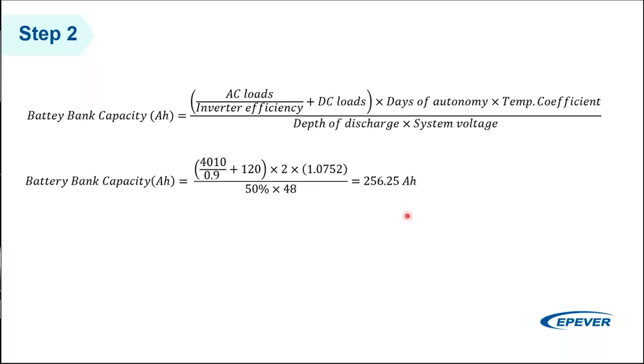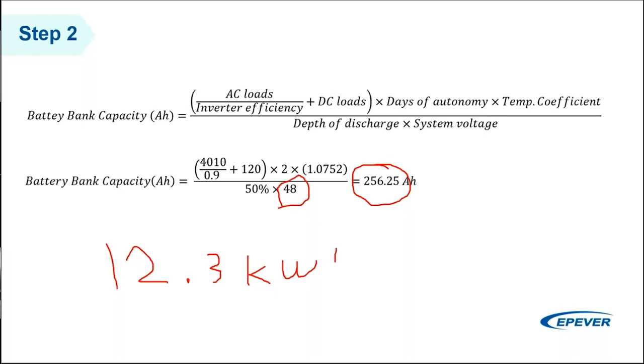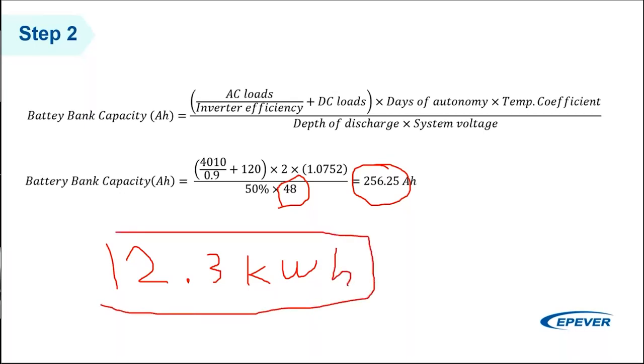So what we see here, we will be needing a set of 48 volt batteries that are providing 255 amp hours. And if you multiply these two together, it's something about 12.3 kilowatt hours. So if you multiply this voltage by this current, you will have something like 12.3 or 4 kilowatt hours. So your batteries must be capable of providing this much energy per day.